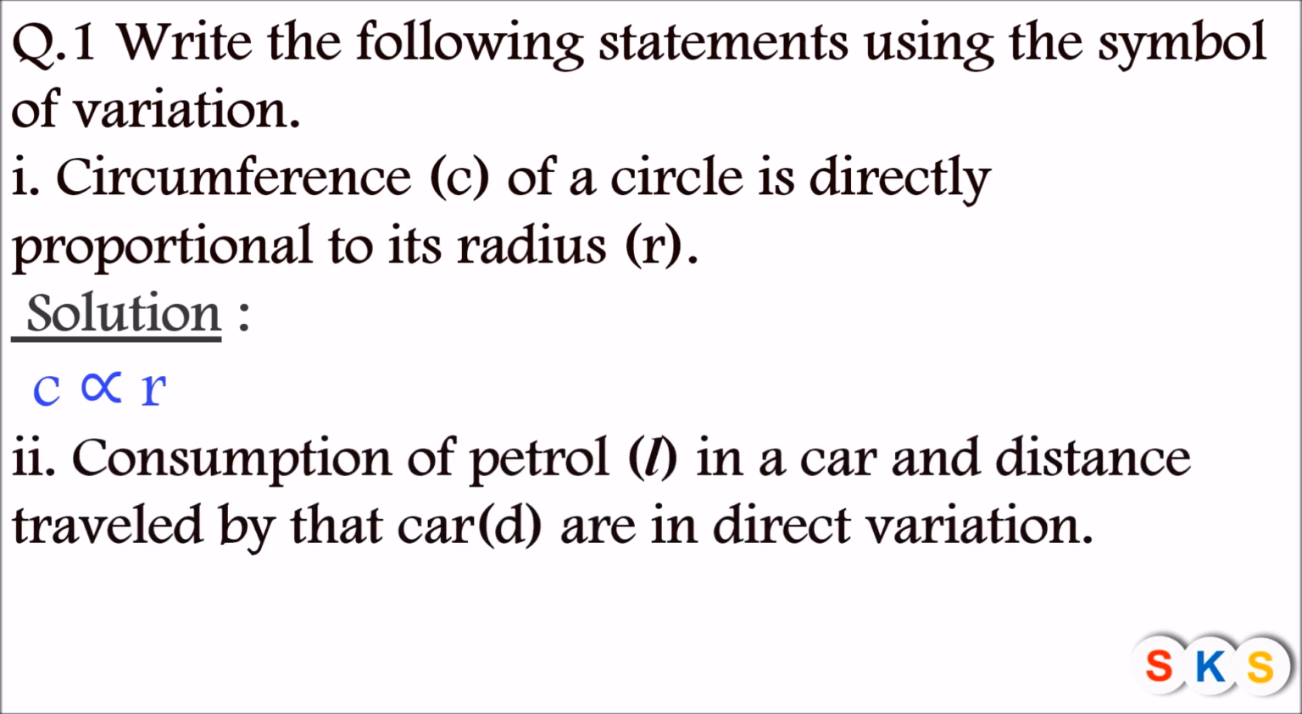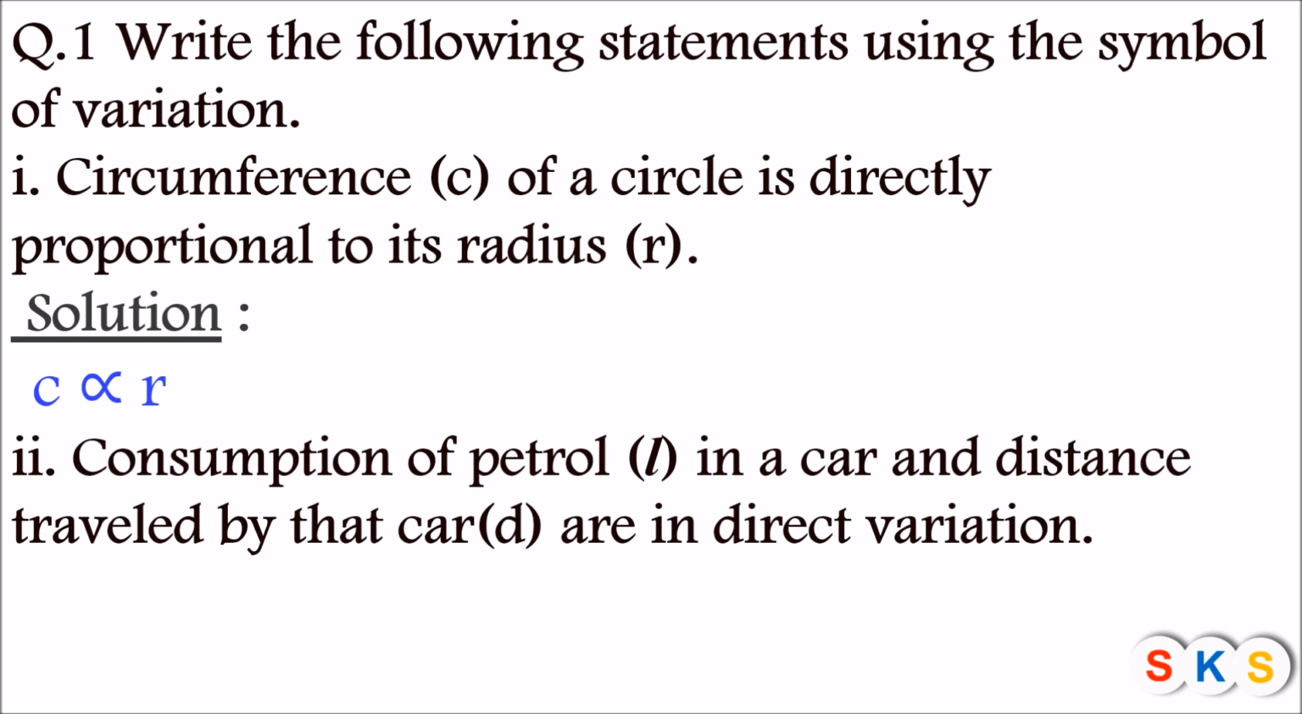Now here we have question number 2. Consumption of petrol, that is L, in a car and distance travelled by that car, that is D, are in direct variation. So you can see there is a direct variation between consumption of petrol and the distance travelled by a car. That means between L and D. So here the first quantity is L and the second quantity is D.